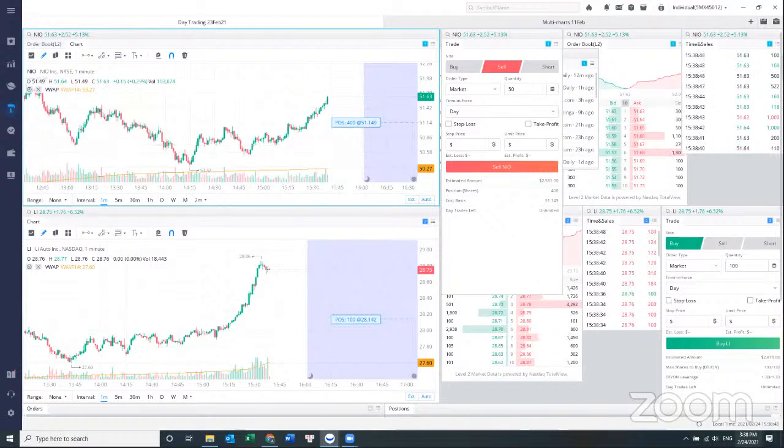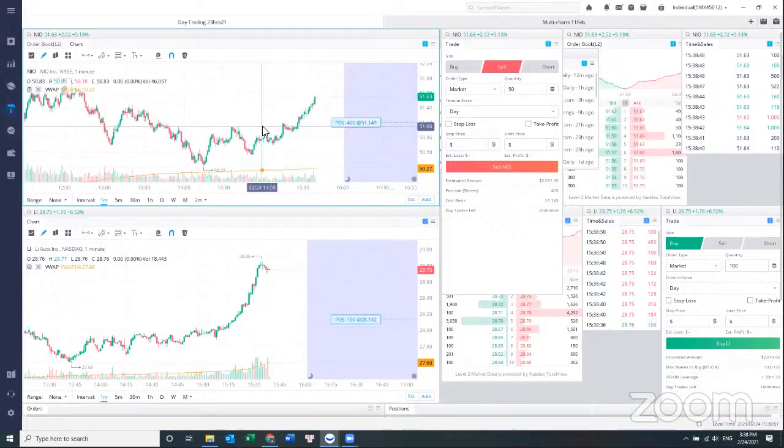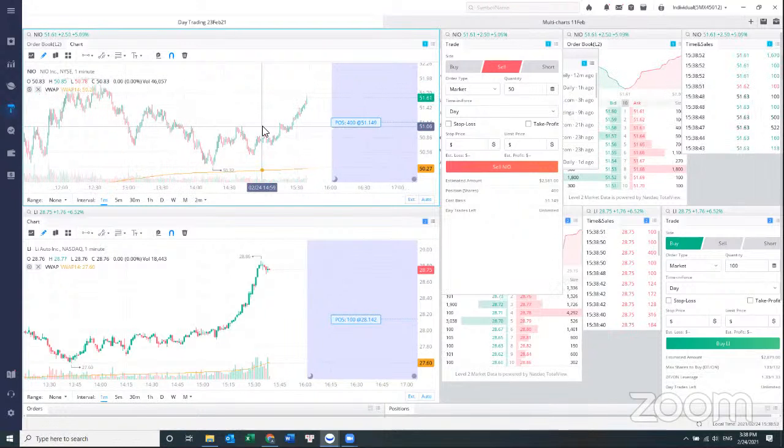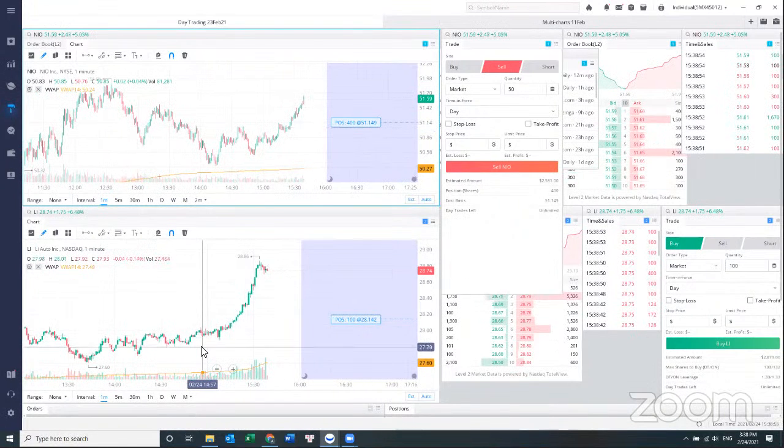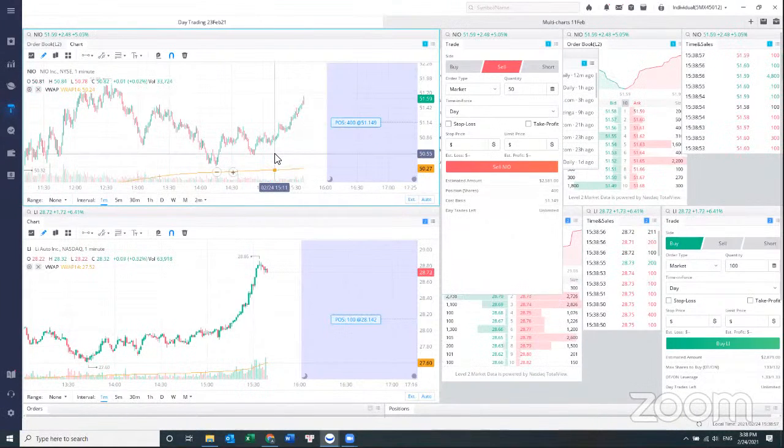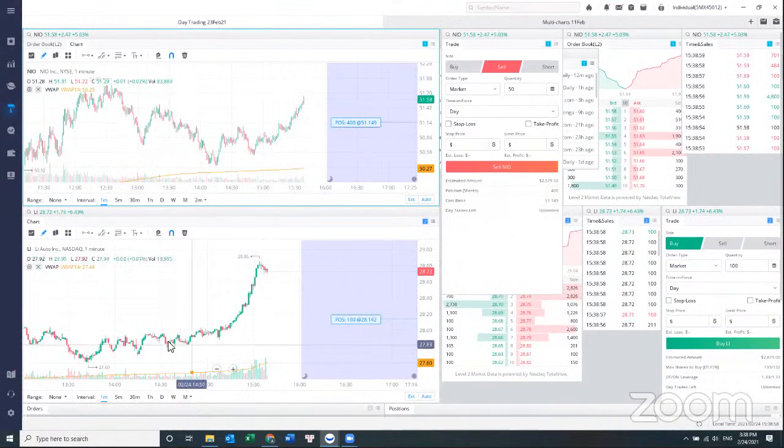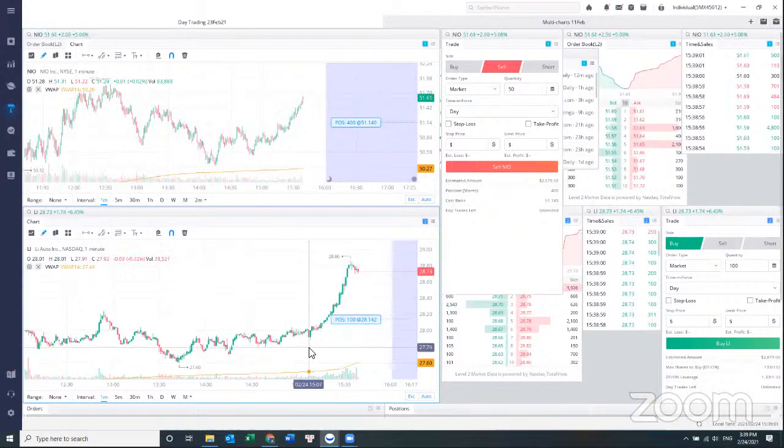I have about 20 minutes left of the market time. I just want to show you what I'm doing in the NIO trade. But before that, I actually wanted to talk about this LI trade.